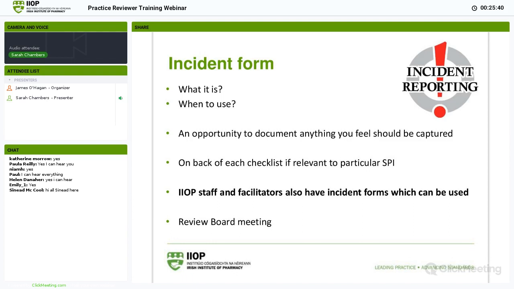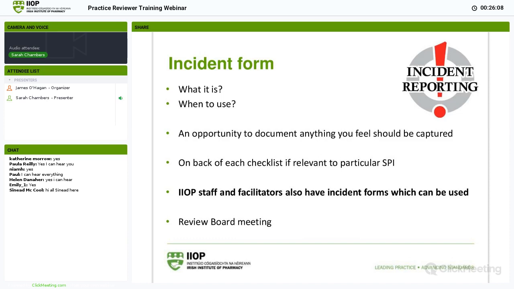So these incident forms will all be gathered and collated and brought to the practice review board meeting. So in case there's any particular incident that relates to a participant that may be borderline between demonstrated or not demonstrated for a particular competency, those incidents may be taken into consideration. So it is really important that we document any incident that you feel may have a bearing on a participant's performance.